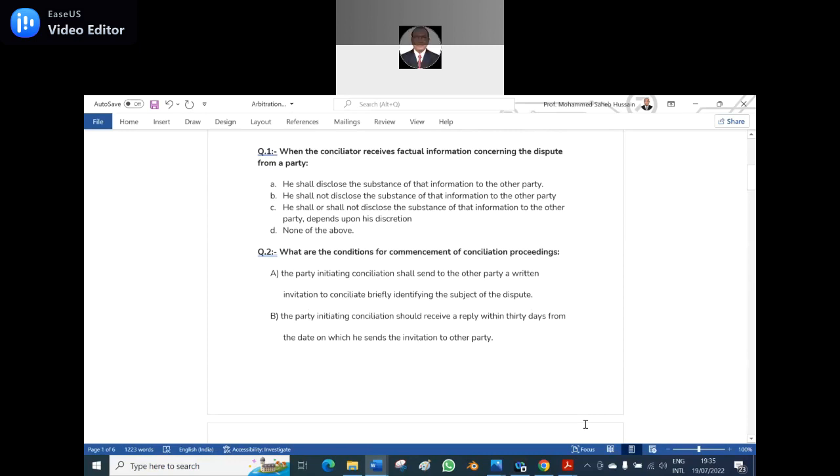It's option D, none of the above, ma'am. No, option A is the correct answer. He shall disclose substance of that information to the other party.